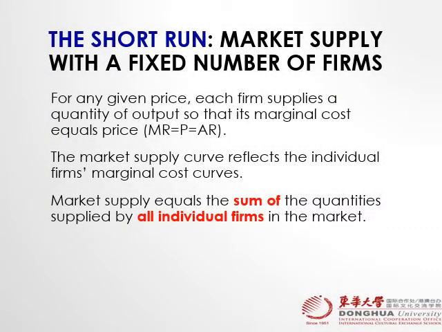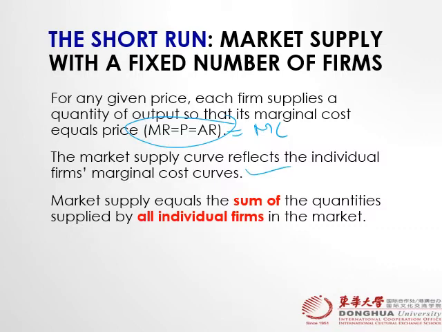So for any given price, each firm supplies a quantity of output, so the marginal cost is equal to the MR, P and AR. So this condition, when MC is equal to MR is equal to price is equal to AR, this is called the profit maximizing of the firm. So the market supply curve reflects the individual market cost curve, right?